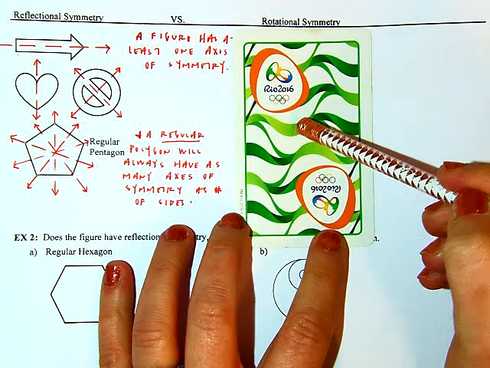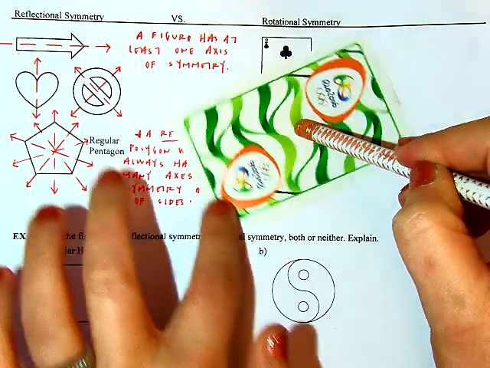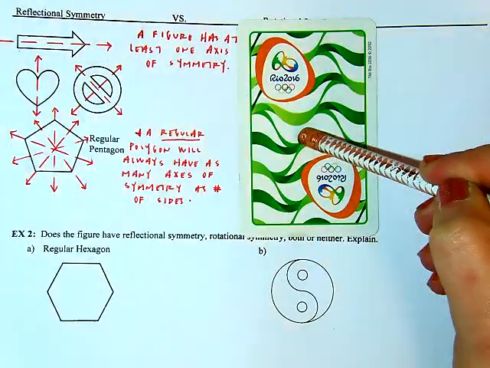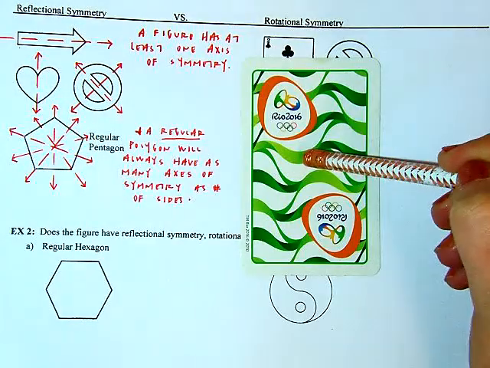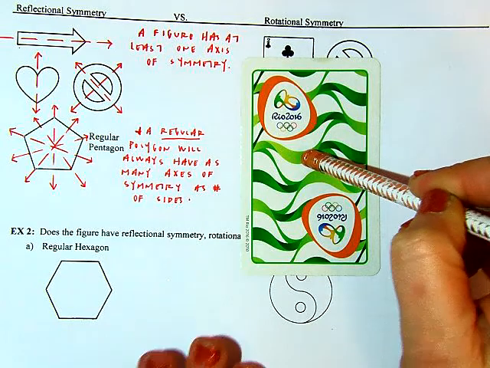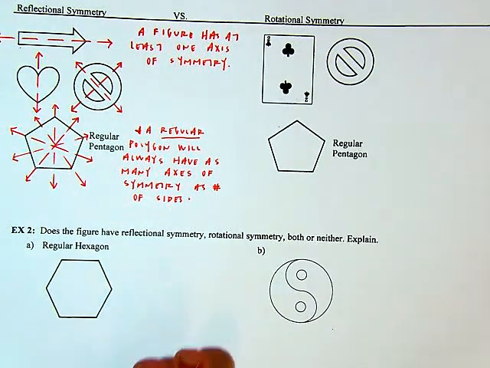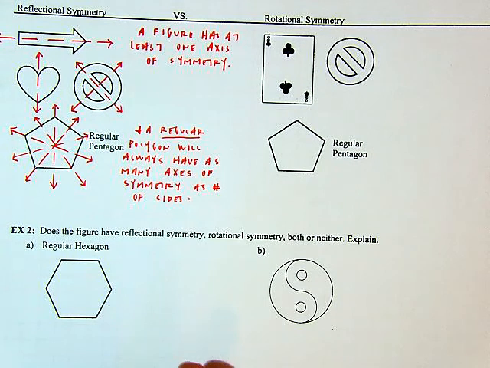So here, if I put my pencil here, if I rotate 180, right, it does still look exactly the same as how it started, and then another 180, and it's back to its original orientation. Okay, so the backs of the playing cards usually, not always, also have rotational symmetry.